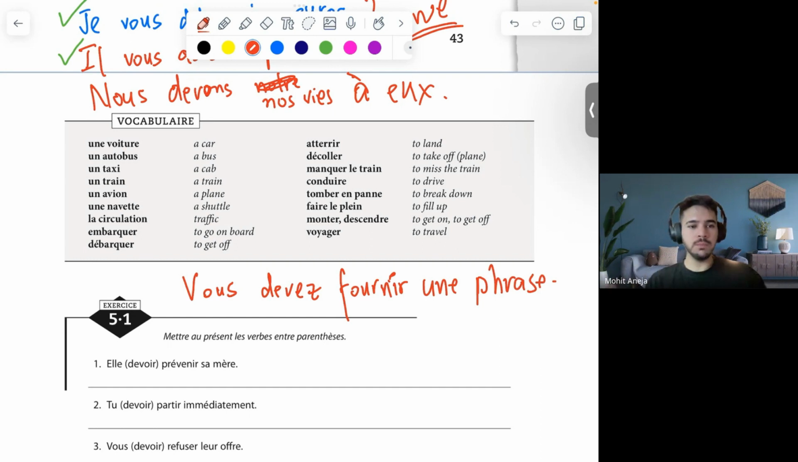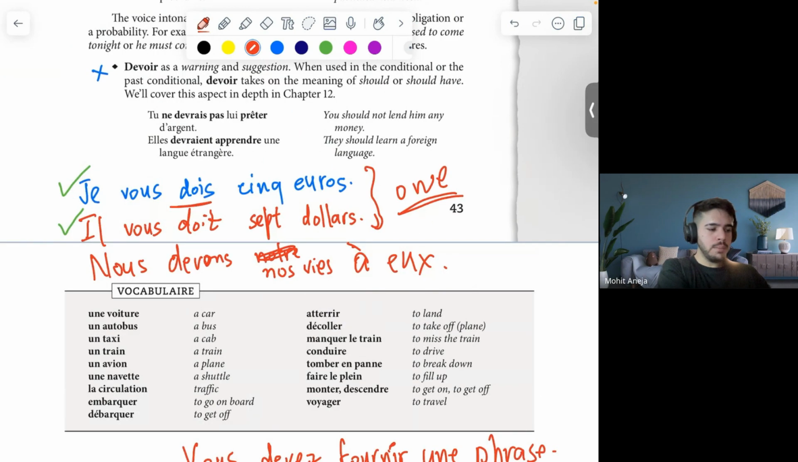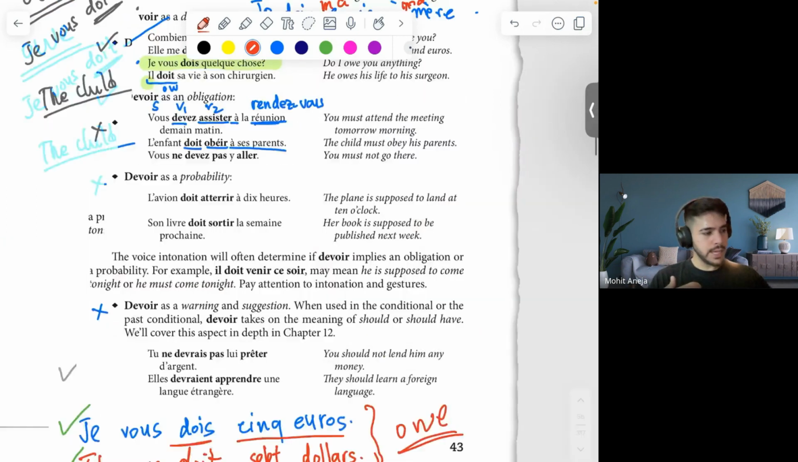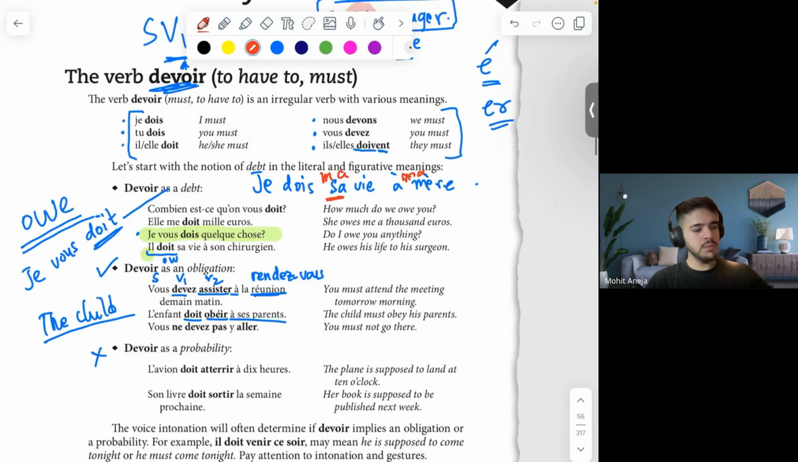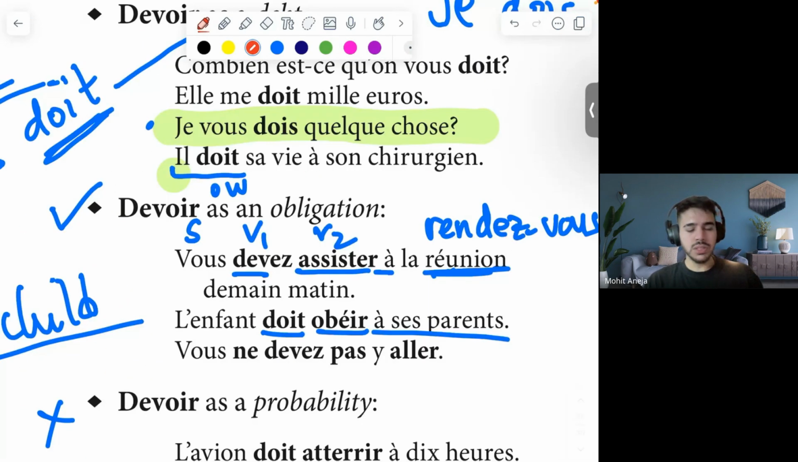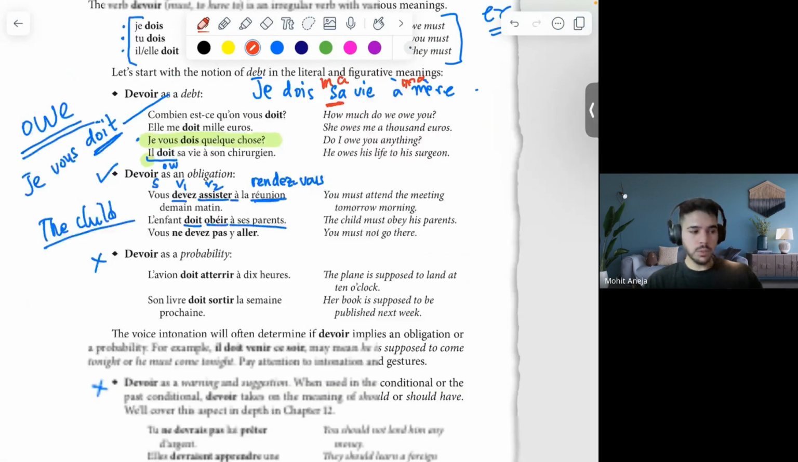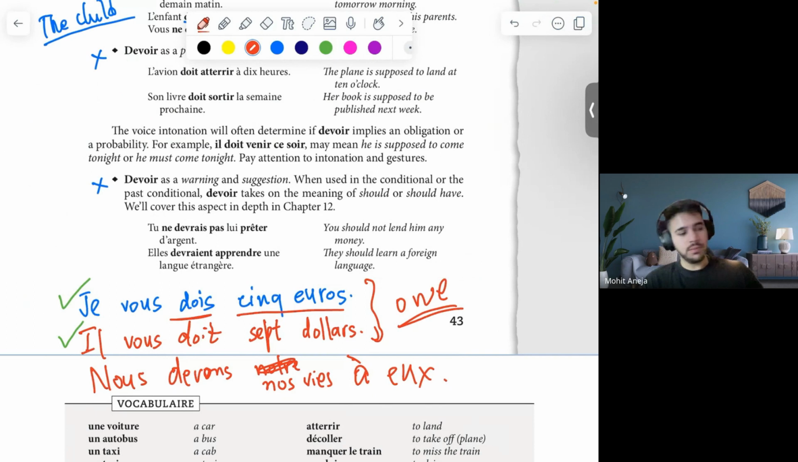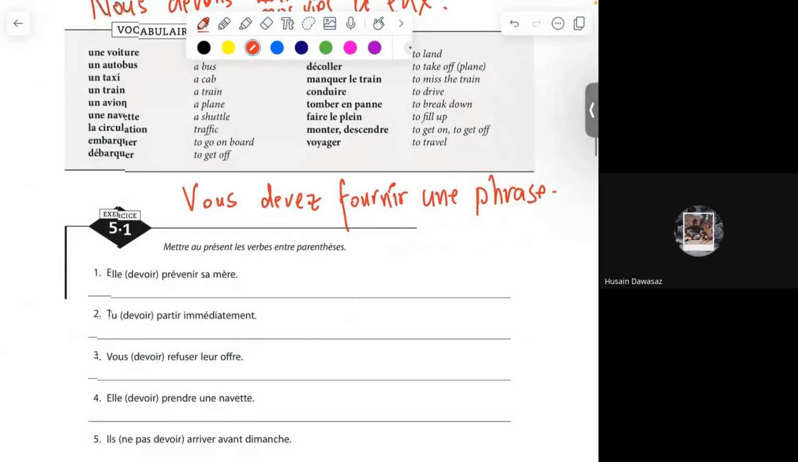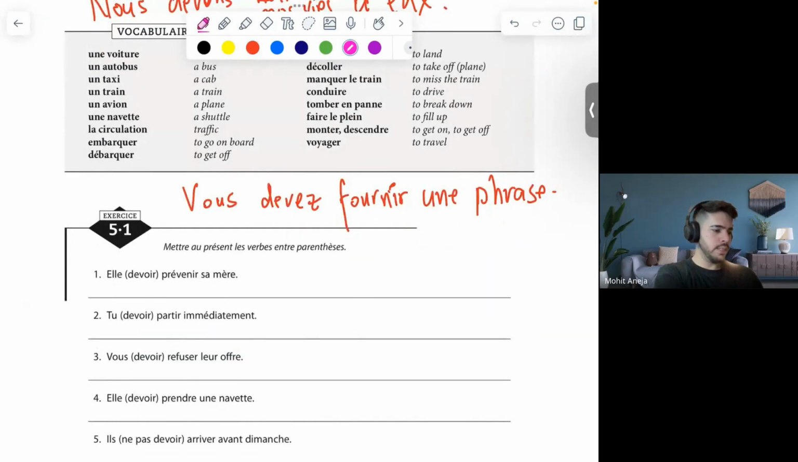You need to make a similar sentence: I must do something. Last time the form we used was devoir plus a noun. Okay? We did not use an infinitive verb, right? That sense was "I owe someone something." But now we have moved to the second part, which is devoir as an obligation. And when I use that, I use a V1 and a V2. So the task is you need to make sentences like this with S, V1, V2. Like "I must do this." Yes, exactly.